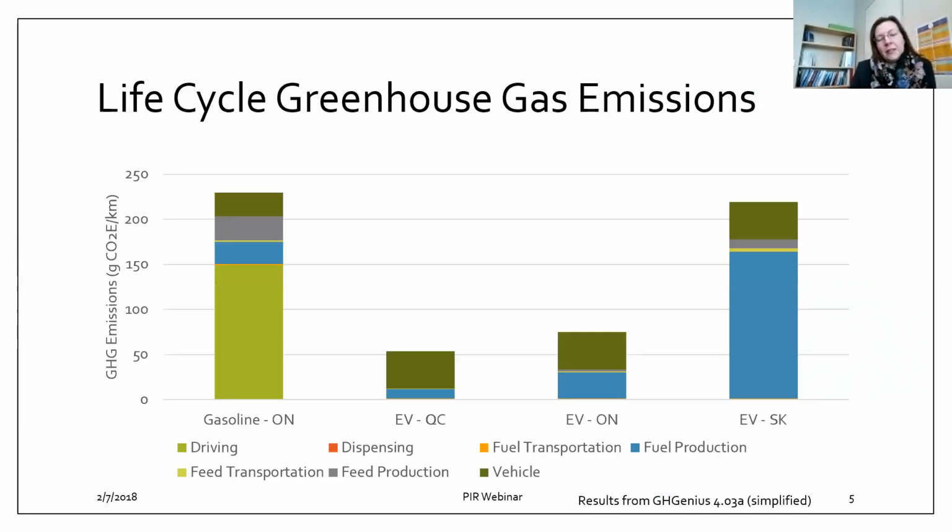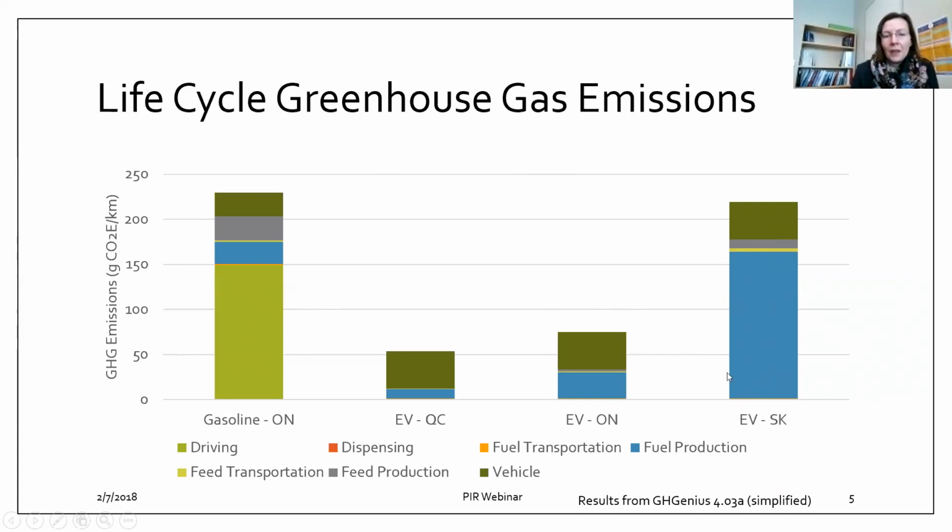So one of the tools that we can use for life cycle assessment is called GHGenius. This is housed or maintained by Natural Resources Canada. This is a slightly older version of the model that I happen to have, but it lets you do an analysis of transportation fuel emissions. It's a little bit rough, but it gives you an idea of what I've been talking about. This graph is showing greenhouse gas emissions in grams of carbon dioxide equivalent per kilometer driven for gasoline in Ontario, an electric vehicle in Ontario over here, and then an electric vehicle in Quebec, and an electric vehicle in Saskatchewan.